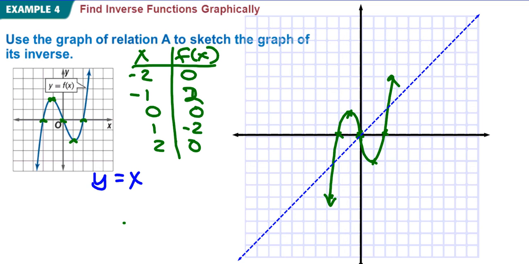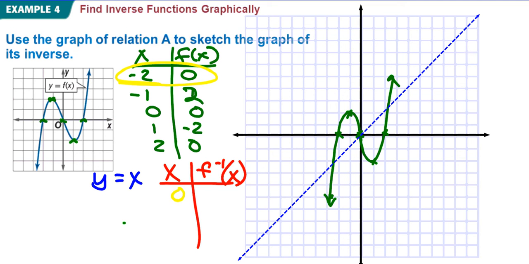Now, I did try to find some points because I can plot the inverse points. What do I do to find the inverse? I interchange x and y, right? So that's exactly what I'm going to do on my table of values. My new table of values is going to be x and f inverse of x, and all I'm doing is taking these x's and y's and interchanging them.